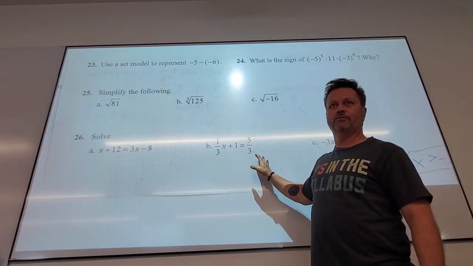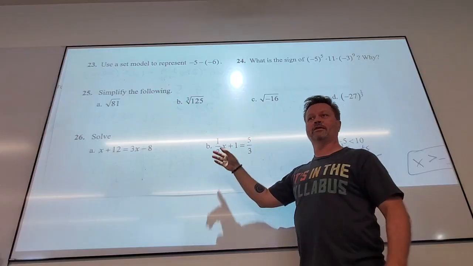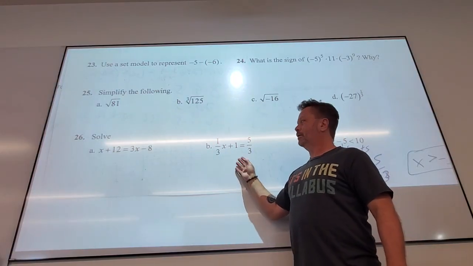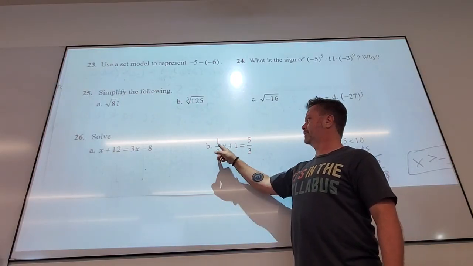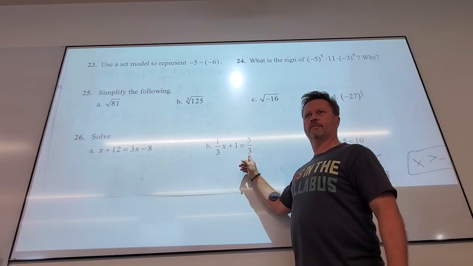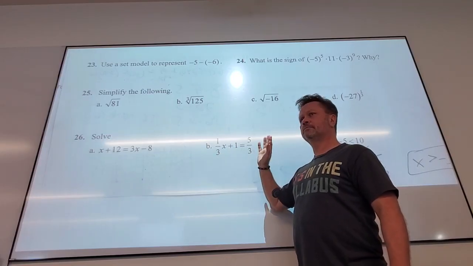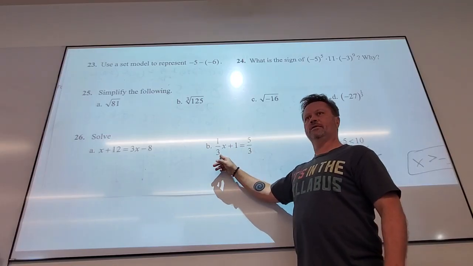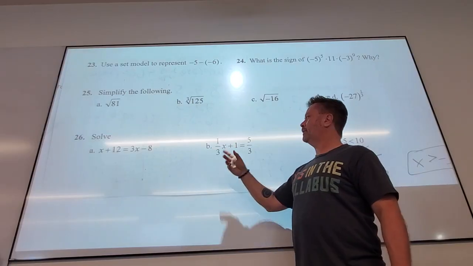We don't like the fractions, correct? Why do the fractions exist? What does this over 3 mean? What is the 3 doing? What operation? Division. So how can I kill it?